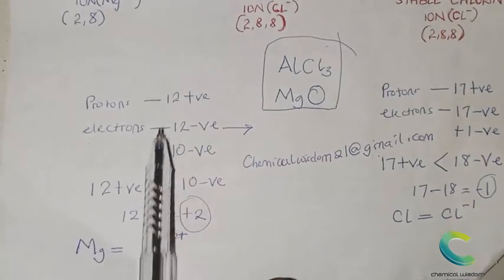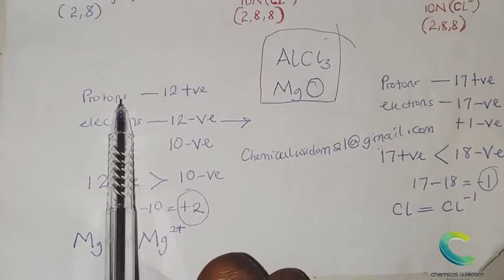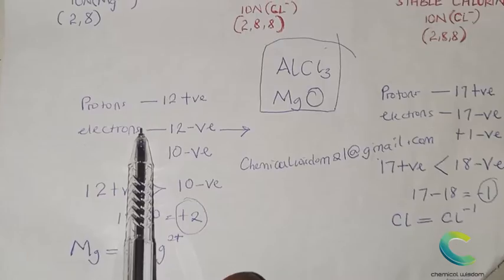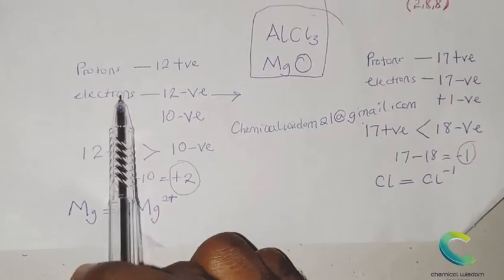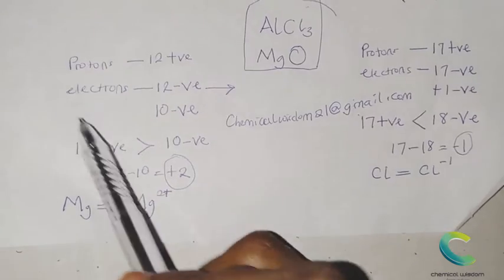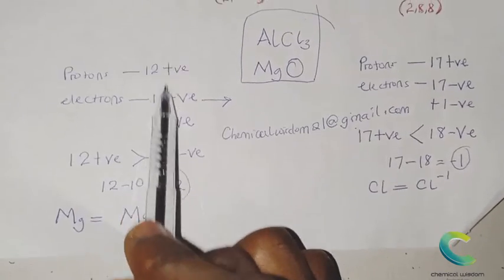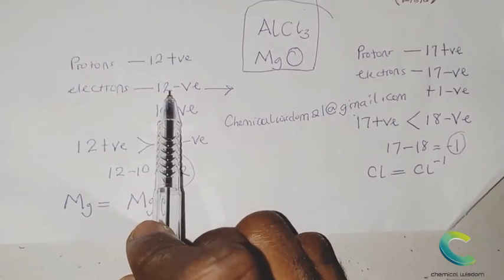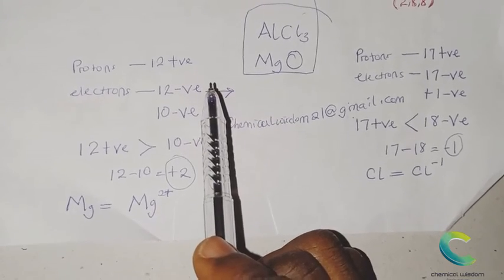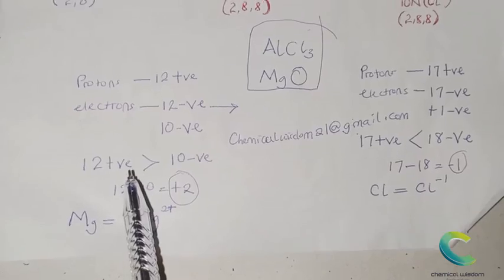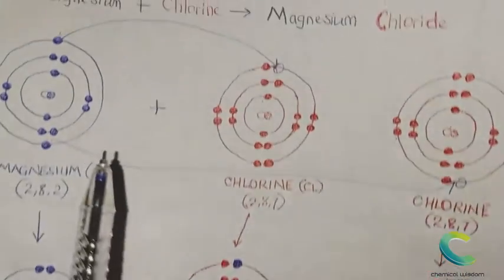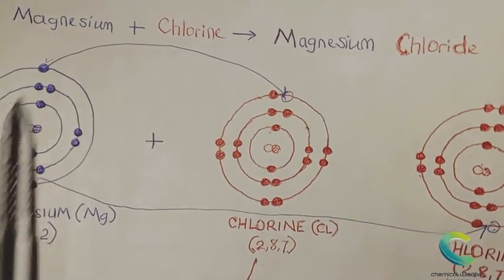In a neutral atom, there are equal numbers of protons and electrons. That's from the atomic number. The protons are the positive charges in the nucleus of the atom, and the electrons are the negative charges orbiting the atom. Because they are equal, that's why the atom is neutral. But in the case of forming bonding, in the case of forming ions, the magnesium loses 2 valence electrons.